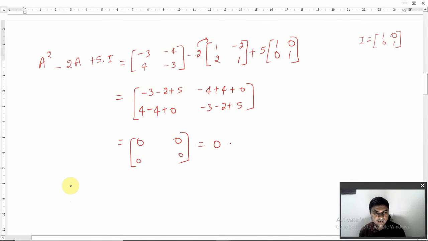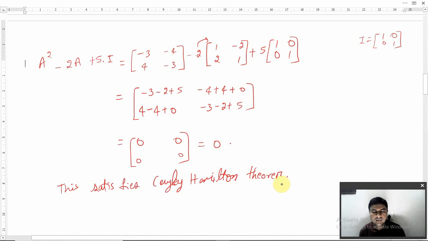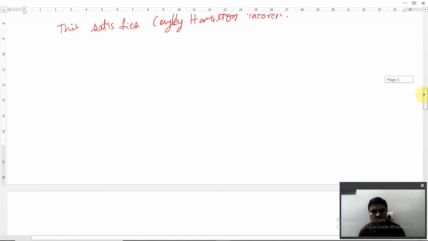So this satisfies Cayley-Hamilton theorem. Is it clear, students? So like this, you can easily simplify Cayley-Hamilton theorem using the calculator.